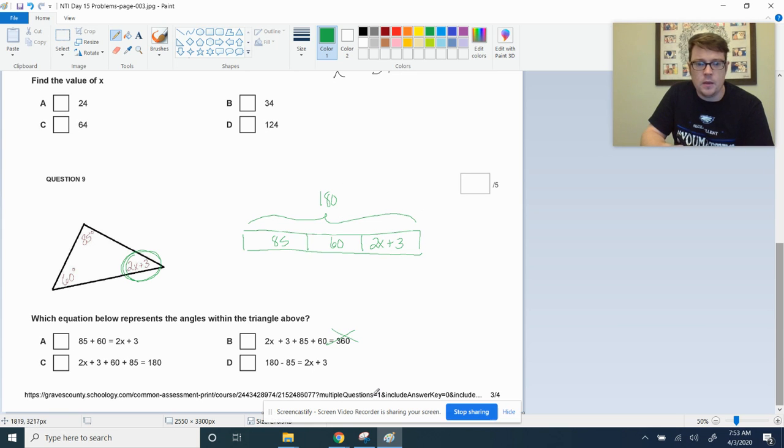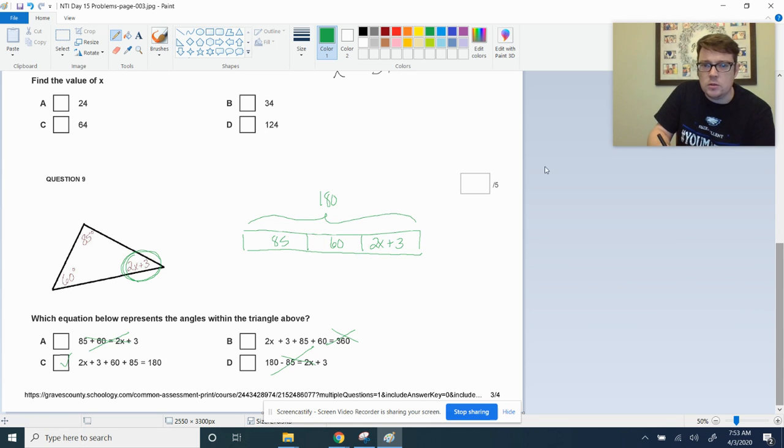It's not equal to 360, right? This one actually is pretty close to being right, but it's forgetting about the 60. We can't use that one. This one right here is setting them equal to each other like they were vertical, but they're not vertical. The sum of 2x plus 3, 60, and 85 have a total of 180. That's the one that we want to work with. And that's the one that we're going to work with on number 10 to find out what x is, because that's inevitably what number 10 wants you to do.